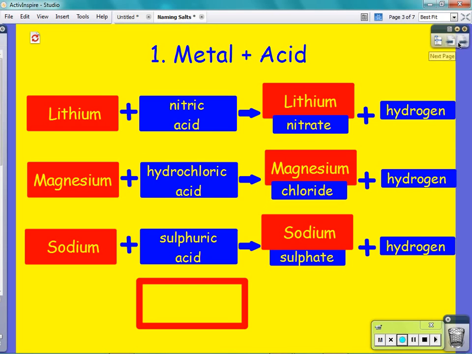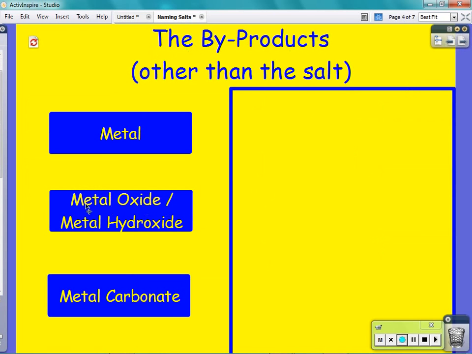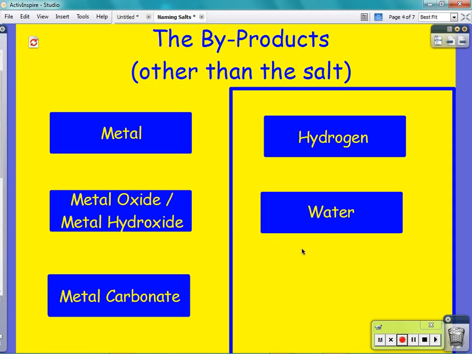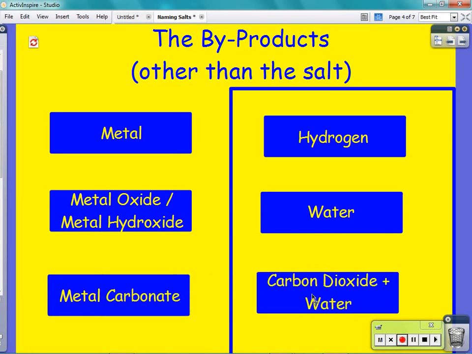Now there are two other byproducts you need to know for the exam. For example, when you have a metal oxide and when you have a metal carbonate. So as I said, a metal on its own gives you hydrogen gas. An oxide, or hydroxide, think of that as water. It gives off water every time. And finally, a metal carbonate gives you carbon dioxide and water.